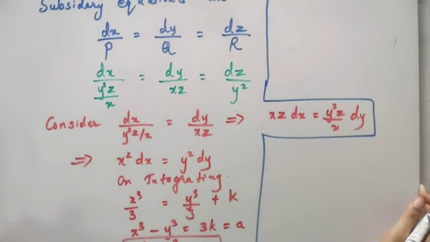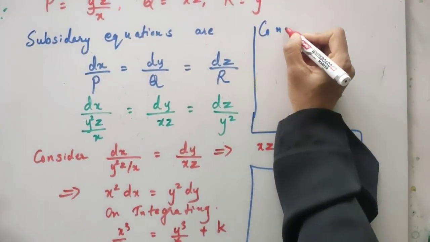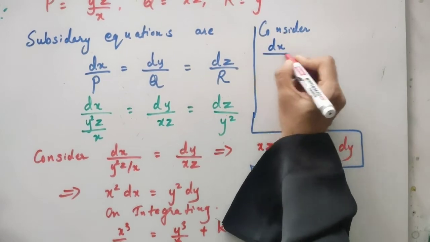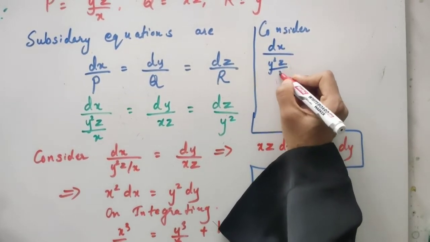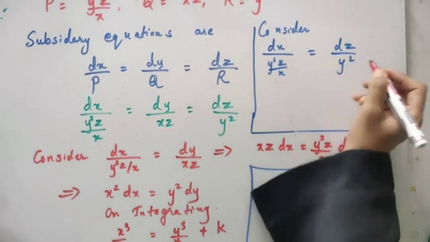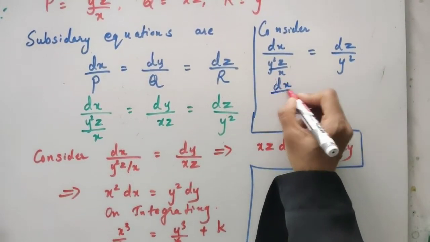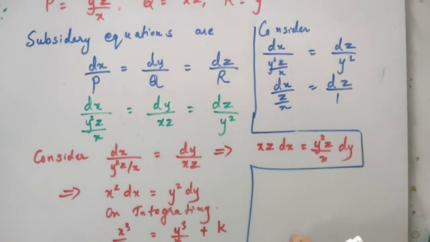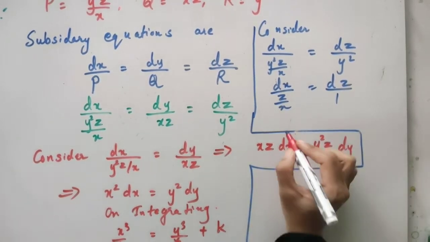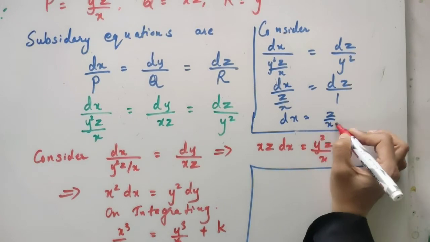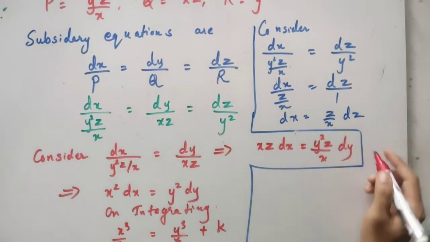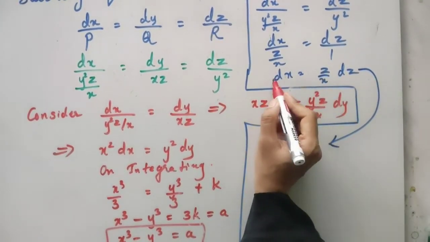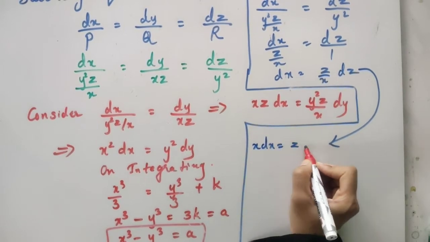See here. I consider the first and the last term. It is dx divided by y square z by x is equal to dz divided by y square. You see y square gets cancelled. You will have dx divided by x by z is equal to dz divided by 1. You can write it like this as well, dx is equal to z divided by x into z dz. I'll continue this over here. Please make a note. Now see, you can multiply that x over here. So x dx is equal to z dz you will get.